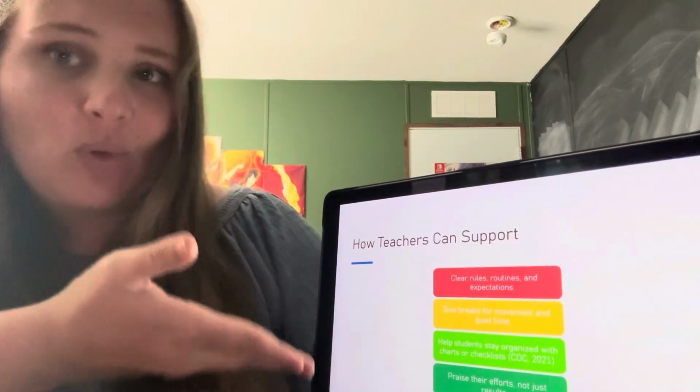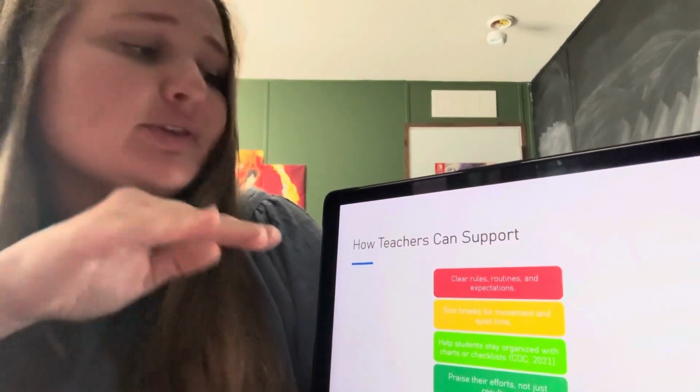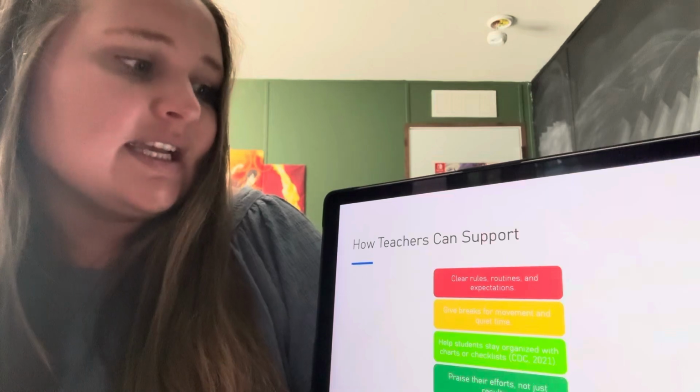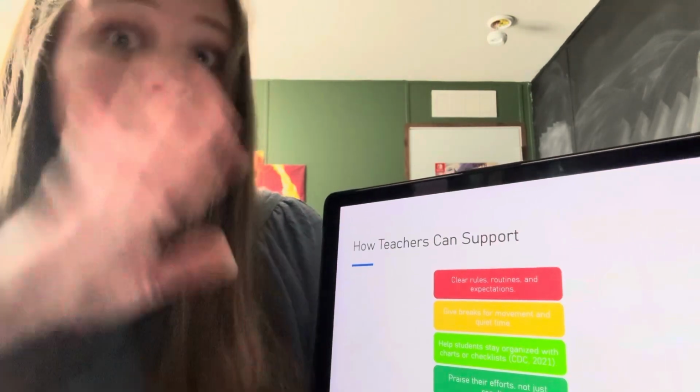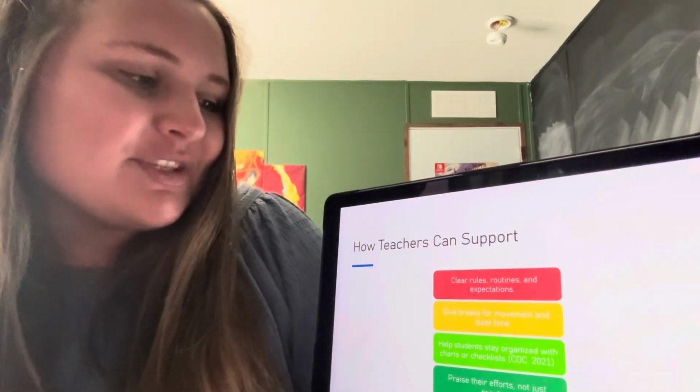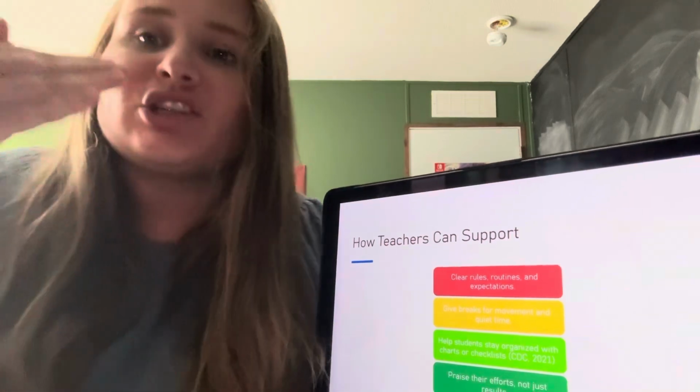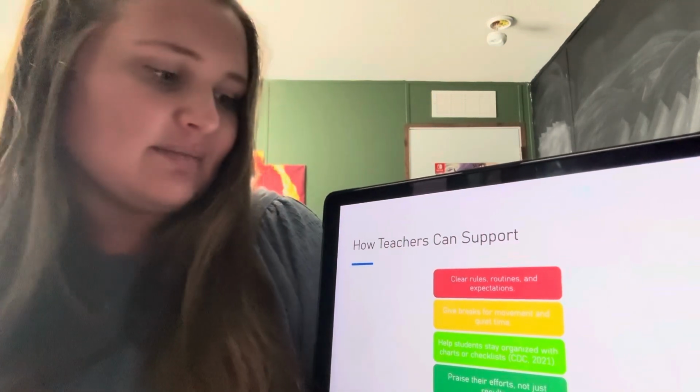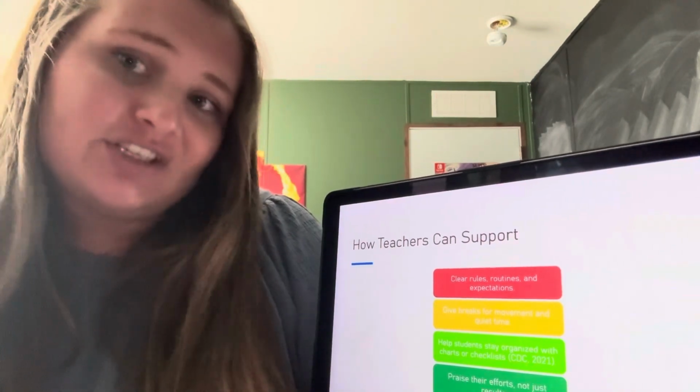How teachers can support. Clear rules, routines, and expectations. Give breaks for movement and quiet time. That was a big one for me. Help students stay organized with charts or checklists. I still do this in my day-to-day life. And praise their efforts, not just their results.